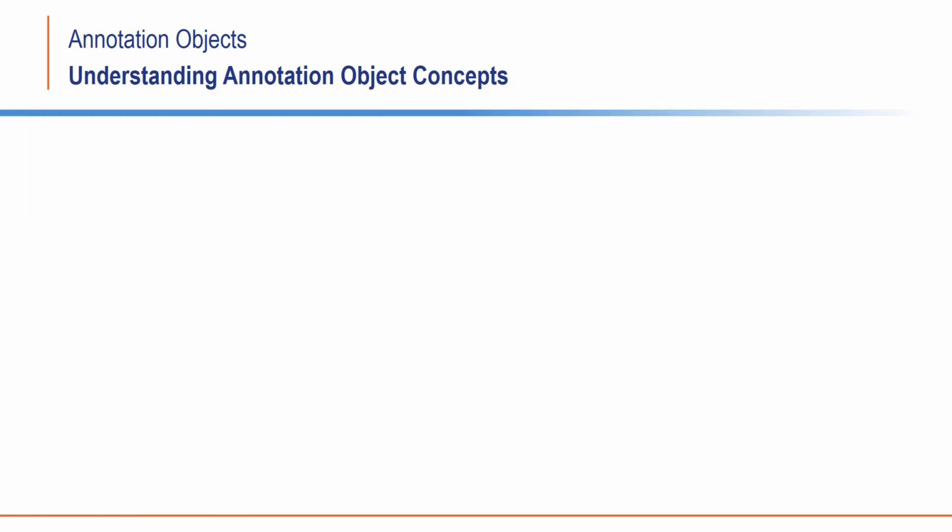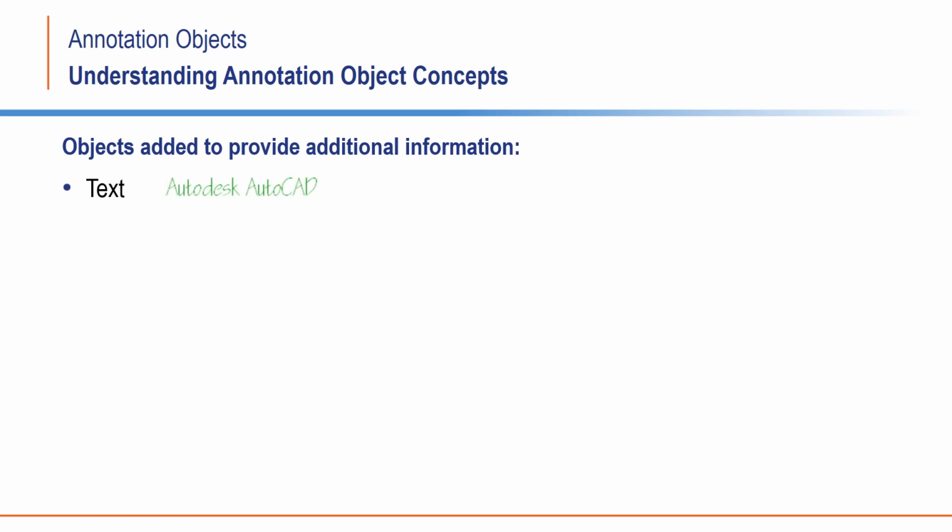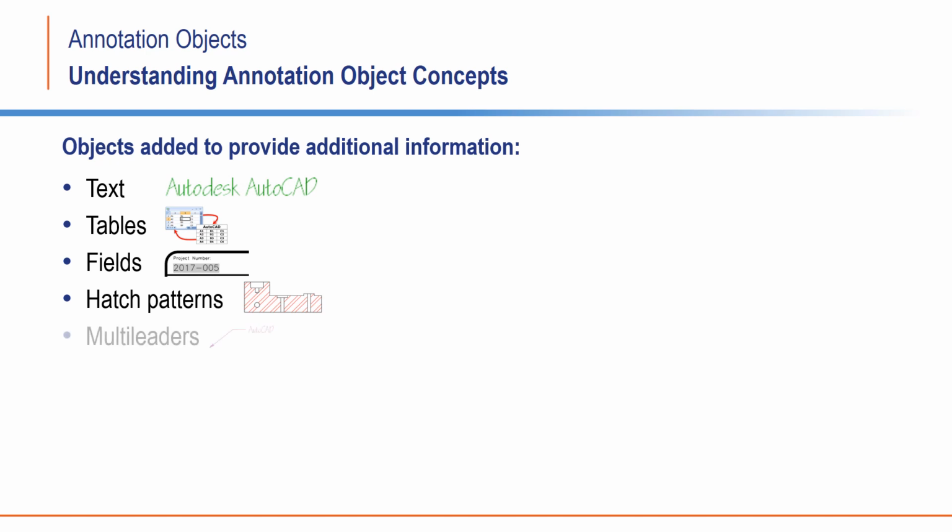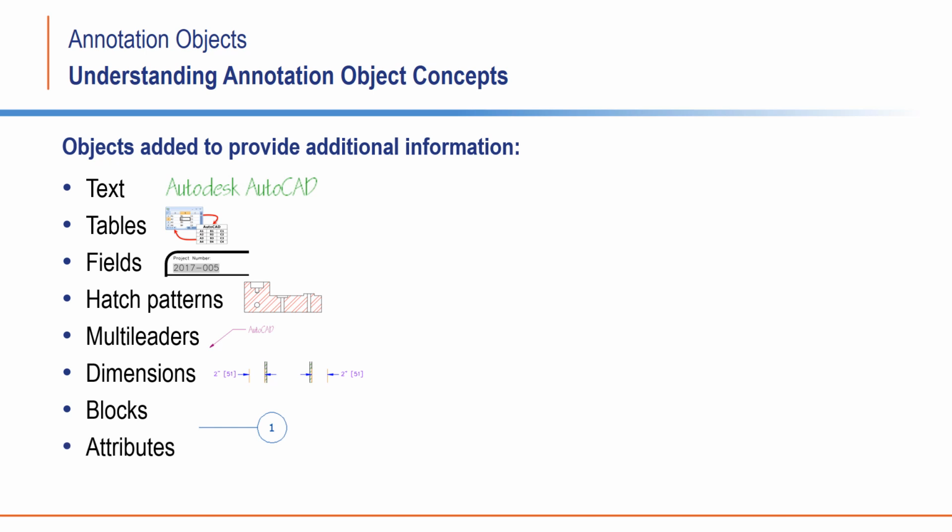Annotation objects consist of those elements that are not part of the actual geometry you are creating, but rather are added to the drawing to provide additional information. Annotation objects include things such as text, tables, fields, hatch patterns, and multileaders. Dimensions also represent a special type of annotation object, and sometimes blocks and attributes are used as annotation objects.